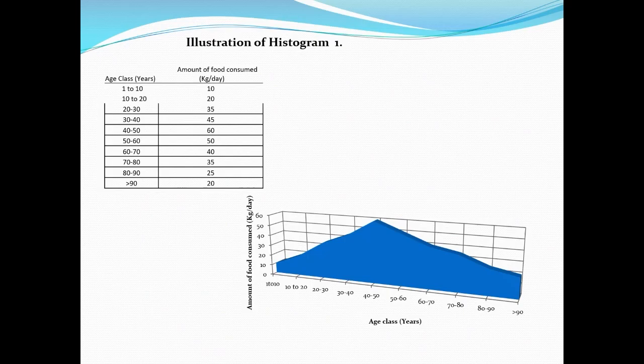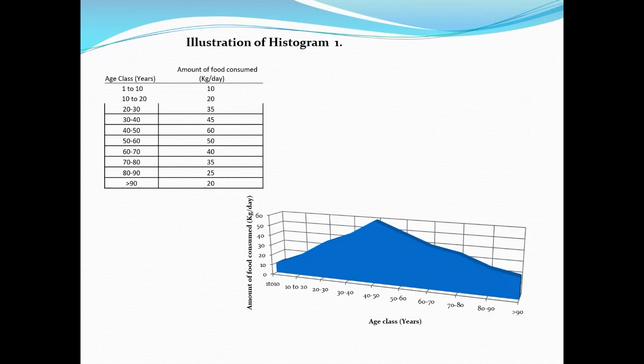The age classes are 1 to 10, 10 to 20, 20 to 30, down to greater than 90. And you can see the class interval here is 10. That is, the class interval is 10. So that you have the distribution of age on the horizontal axis, and the distribution of quantity consumed in kilograms on the vertical y-axis, with the x-axis on the age class.